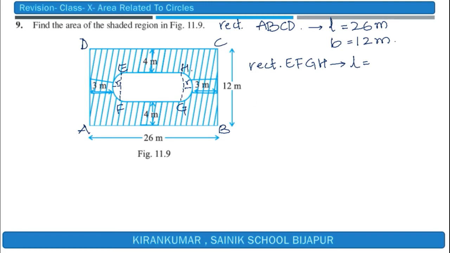And how do I find the radius here? The length of GH, is it known? Yes, it is known. The length of GH will be equal to this 12 minus 4 and minus 4. So 12 minus 4 minus 4, totally it is 8 meters. So the radius will be half of that. Sorry, it's not 8, I made a mistake. This is 4, because 12 minus 4 is 8, and 8 minus 4 is 4. So 4 meters divided by 2, the radius will become equal to 2 meters.